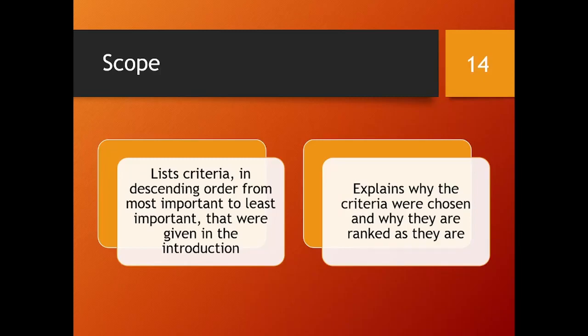Next, we have the scope, and this section is going to list the criteria in descending order from most important to least important that were given in the introduction. And it's going to explain why criteria were chosen and why they're ranked as they are. This section can also include why selection criteria were not included and the reasons behind that as well.